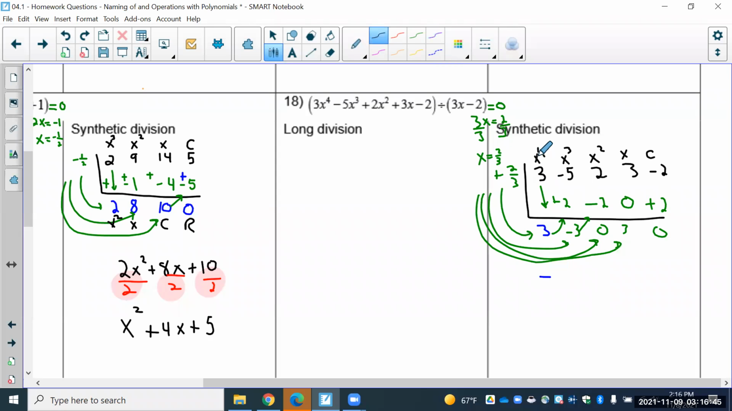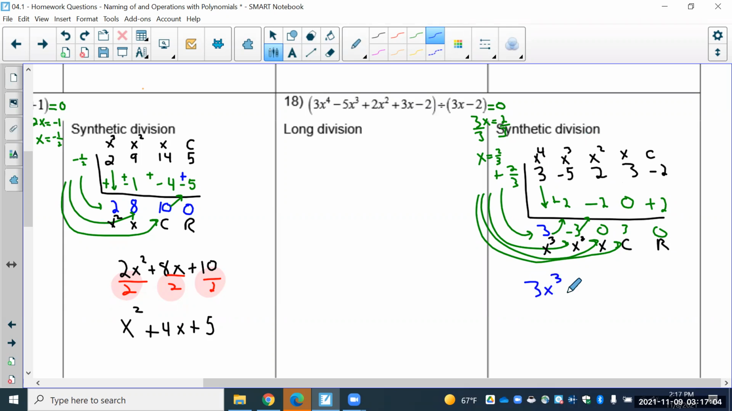Remember, this will reduce by 1, so this is a fourth, this will be a third, this is a third, this will be a square, this is a square, this will be an x, this is an x, this will be a constant, this is a constant, and it'll be a remainder. And so the answer you get is sort of weird because it's actually not correct, and I'm going to show you why when we do the long division.